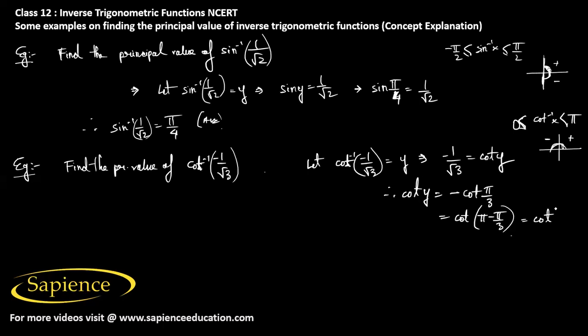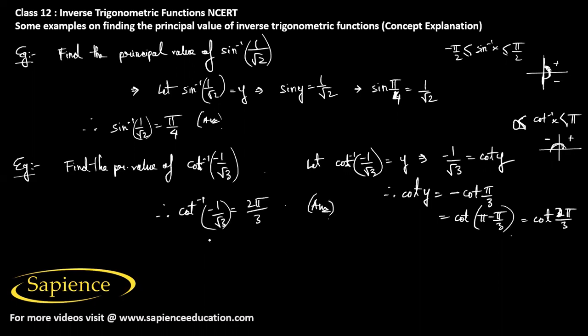So it is equal to cot of 3 pi minus pi over 3, that is 2 pi by 3. So it is coming more than pi by 2 and less than pi. Therefore, cot inverse minus 1 by root 3 is equal to 2 pi by 3. So this is the answer.